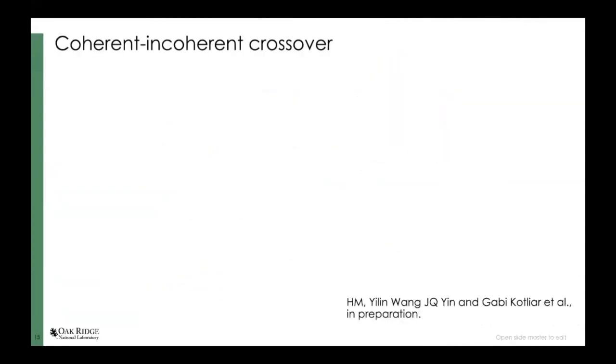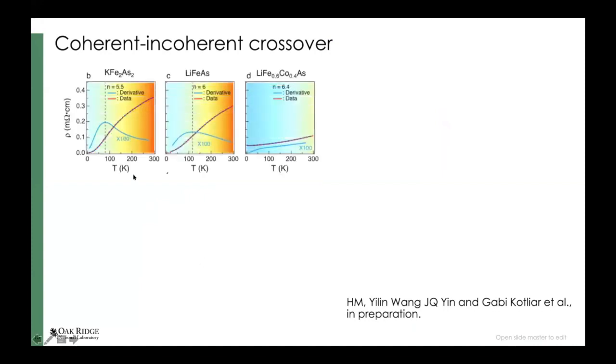The second topic that we are trying to study is the coherent and incoherent crossover. That's what I just showed you in previous slides, where the resistivity starts from coherent or Fermi liquid-like to incoherent or saturation. Here I just show you three typical measurements. One is potassium iron two arsenic two, lithium iron arsenide, and the cobalt doped lithium iron arsenide.